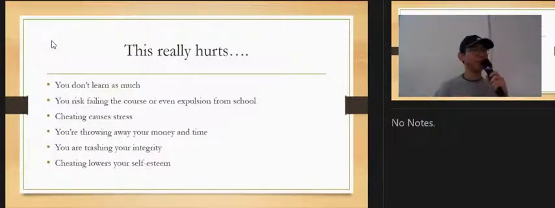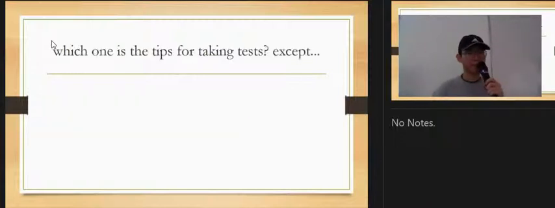So here's the honest and the cruel truth about tests. You don't learn as much as you study. So let's say you'll be having a test of a book tomorrow, but if you studied the whole book and you go to the test, you still won't be able to finish the test with 100% accuracy. So don't try to push yourself so hard. You risk failing the course or even expulsion from school. Cheating causes stress. You're throwing away your money and time. You're trashing your integrity, and cheating lowers self-esteem.